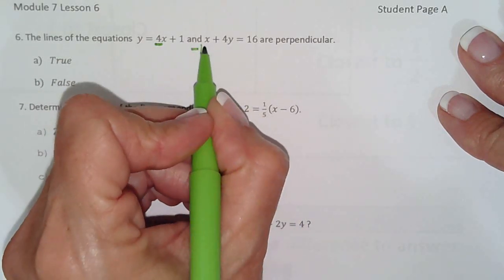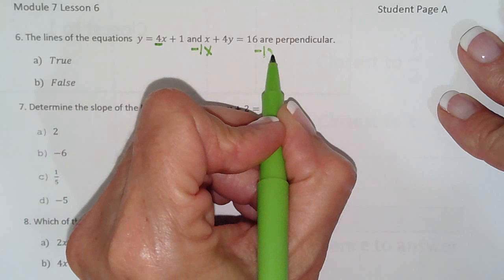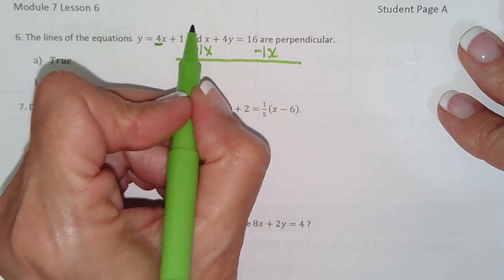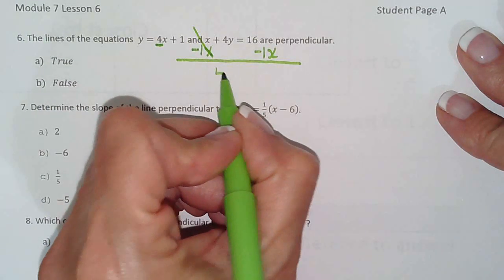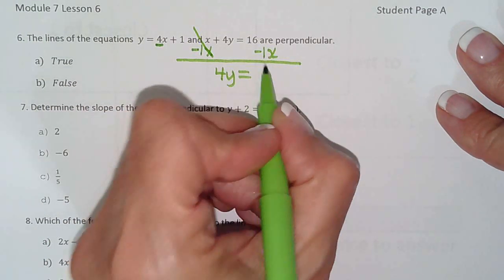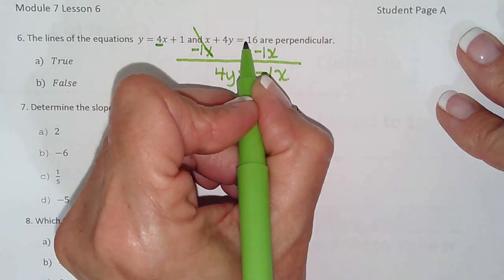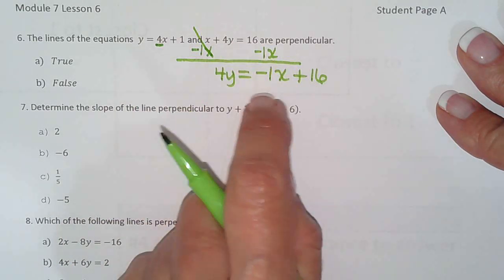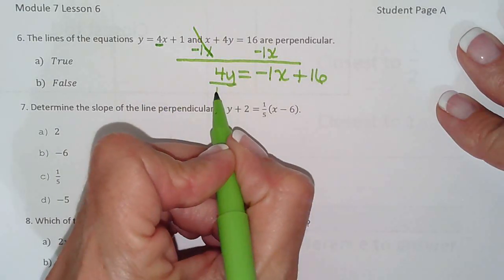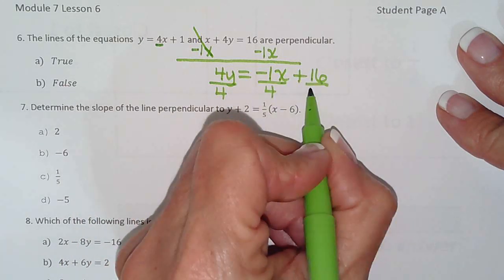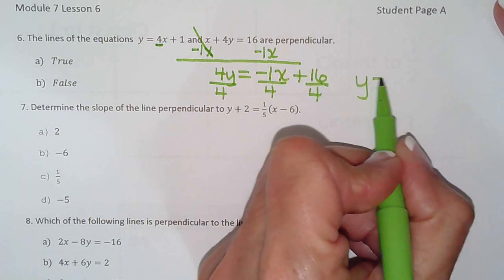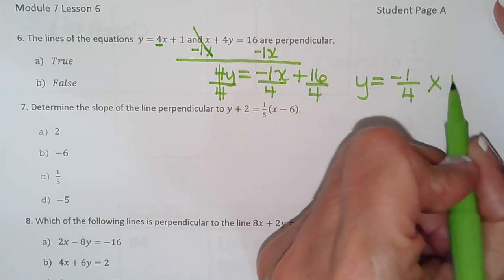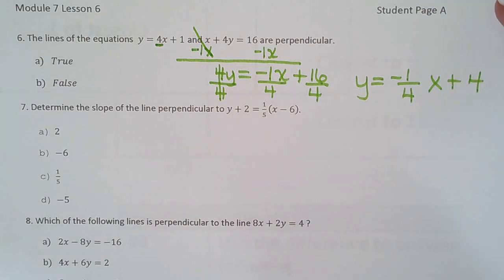So negative 1x, negative 1x, because we have to get y alone, so we do the opposite. So 1x minus 1x is 0, and we get 4y equals negative 1x positive 16. So we keep the signs with each one. So the x is negative, the 16 is positive. Then we divide everything by 4, and we get y equals negative 1/4 x plus 4.